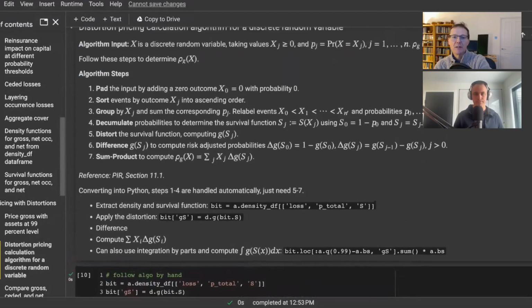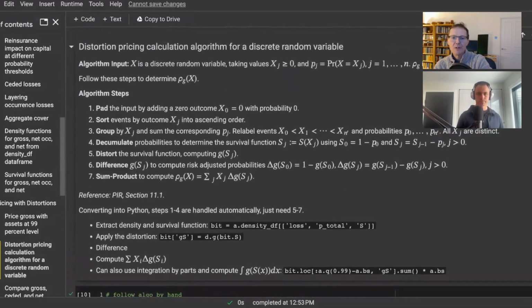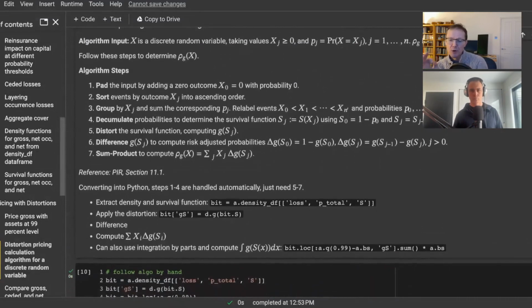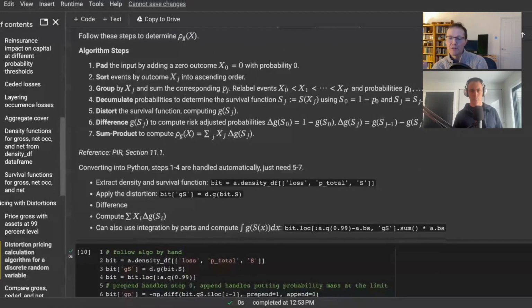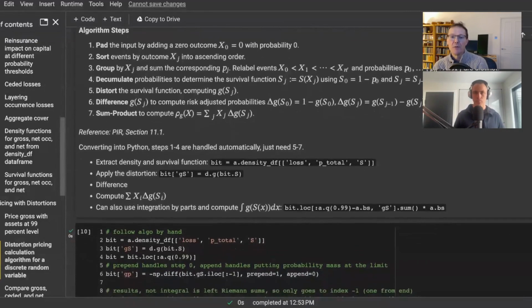What we do is, the first three steps here you can kind of ignore, because in this case we've got distinct outcomes, so you don't have to do any grouping. We start with step 4 and decumulate the probabilities to determine the survival function. The chance that you're strictly greater than 0 is 1 minus the chance that you're 0. That gives us S0. Then for the next level, you keep subtracting the p's, so you've got this column of probabilities and you subtract them all from 1. That gives you your survival function.